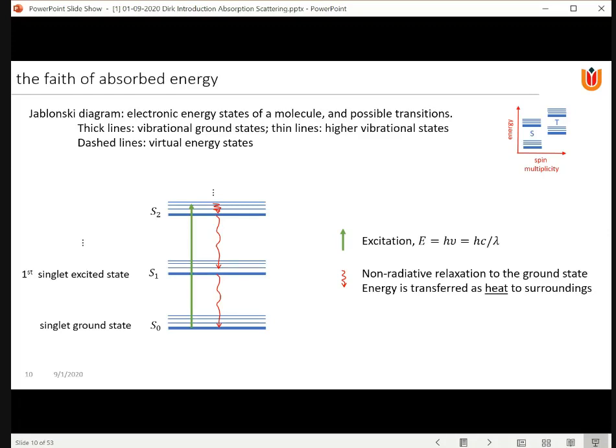You can have, for example, non-radiative relaxation to the ground state, which means that the molecule relaxes to the ground state. Non-radiative means that there is no new photon emitted. The energy that the photon brought is just converted into heat, and that heat is then transferred to the surroundings by the molecule. Still with me? Okay.